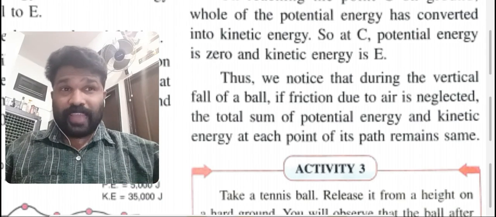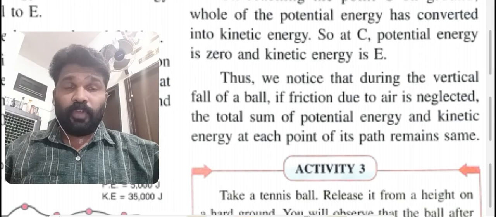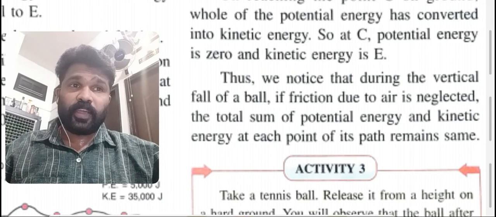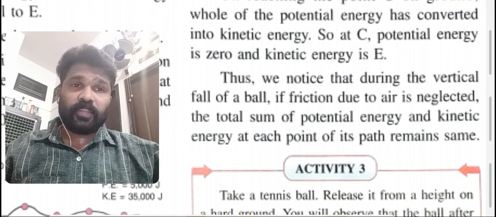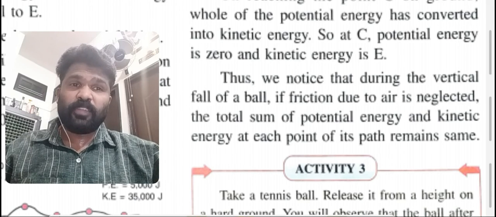Thus we notice that during the vertical fall of a ball, if friction due to air is neglected, the total sum of potential energy and kinetic energy at each point of its path remains the same.